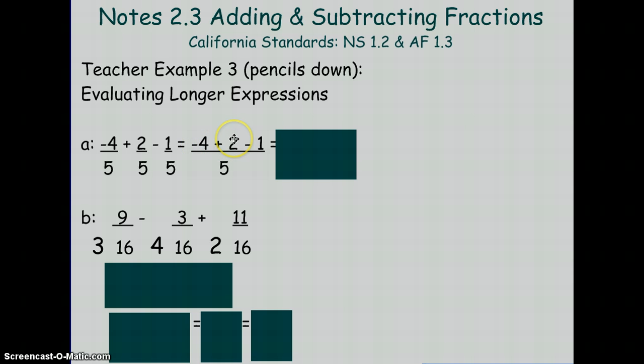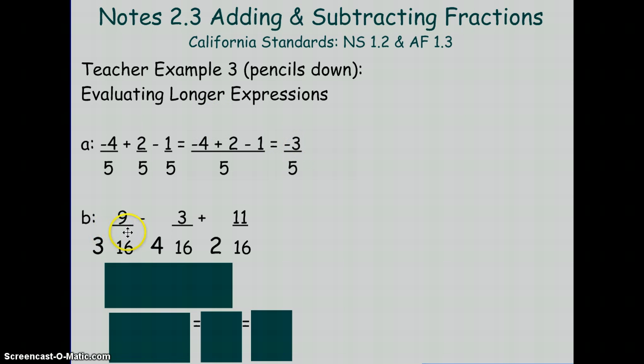-4 plus +2, I'm adding a positive to a negative, which means I'm secretly subtracting, so I have -2. Now I can skip change here. -2 plus -1 is going to give me -3. Okay, so again, -4 plus 2, secretly subtract, get -2, plus -1, -2 plus -1 is -3.